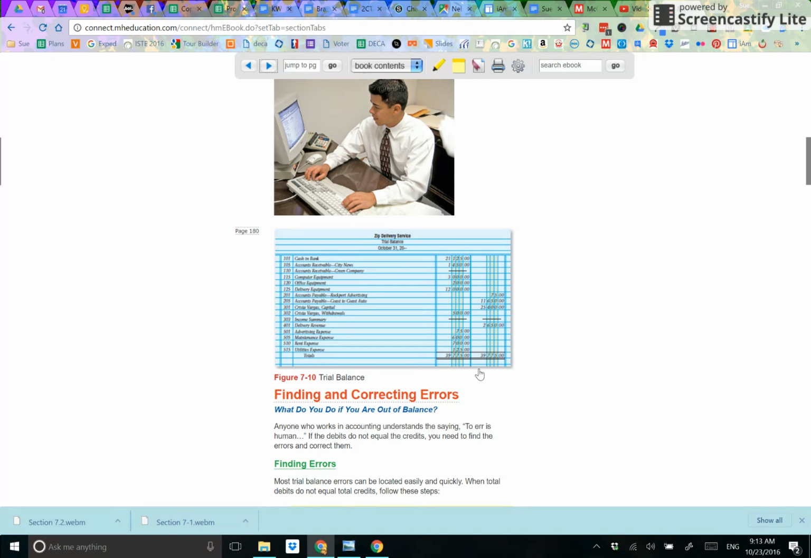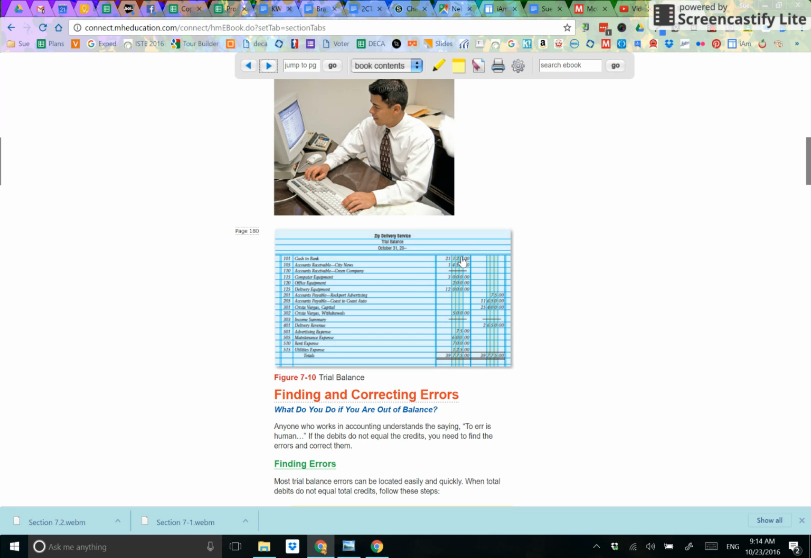So here is what a trial balance looks like. The top of any report answers 3 questions: who, what, and when. Always, always, always, we have 3 things at the top that answer those questions. Who is the name of the business? What is the statement that we're preparing, in this case, a trial balance? And then when is the date of this current report. Here we have a listing of all the account numbers and the account names.